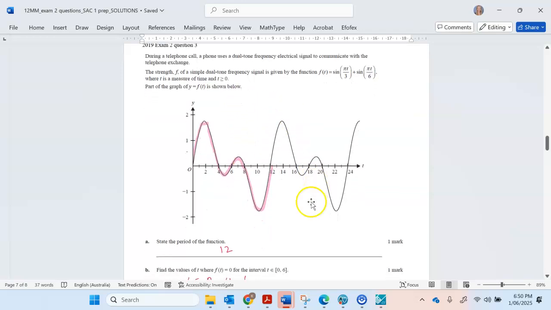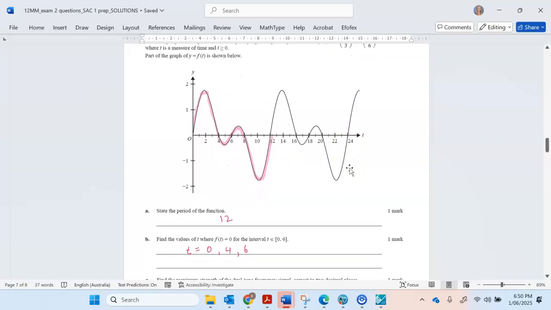All right, state the period of the function. So when you've got a sum function like this, or it could be a product function or a difference function. Product just means it's multiplied, difference is subtract. A period is just when the pattern starts and finishes. So I've highlighted it there in pink. You can see that it ends at 12 and then it repeats itself.